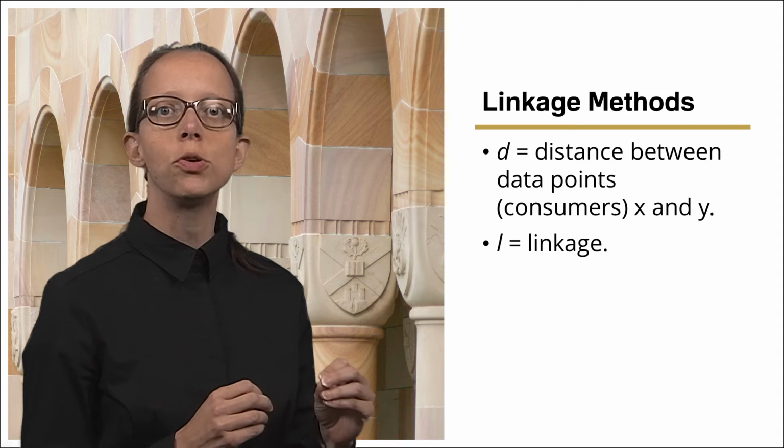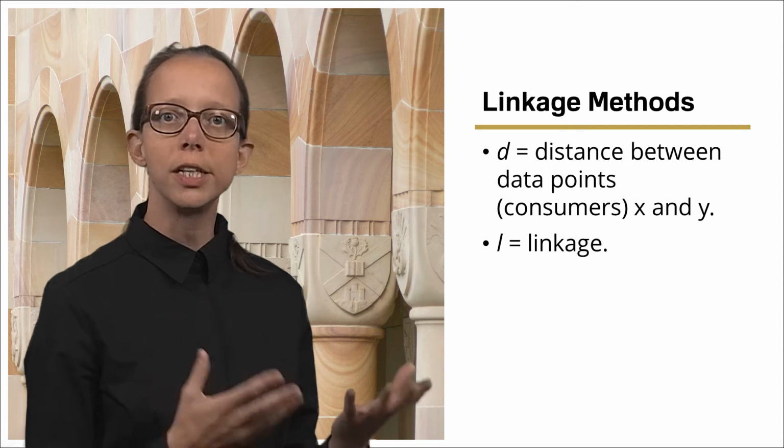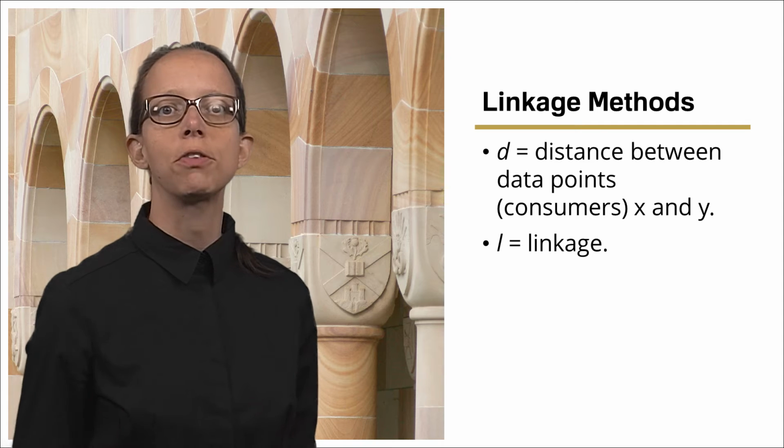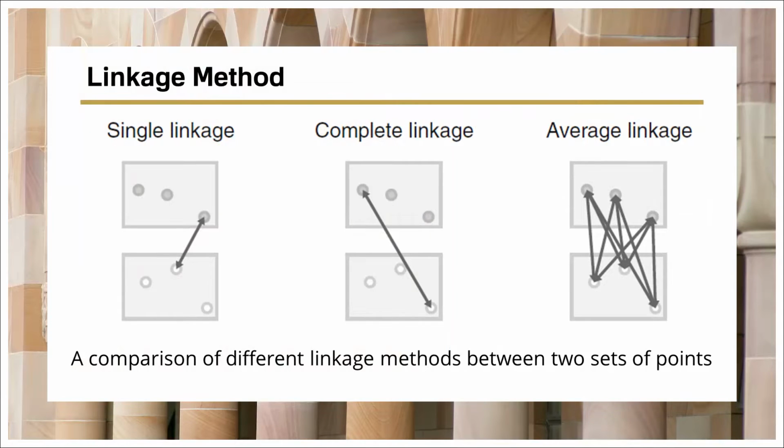Underlying both divisive and agglomerative clustering is a measure of distance between market segments. This measure is determined by specifying a distance measure d between two data points x and y and selecting a linkage method. The linkage method specifies how distances are measured between segments. The three most commonly used linkage methods are single linkage, complete linkage, and average linkage.